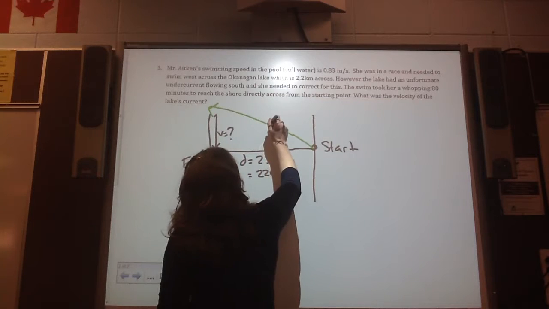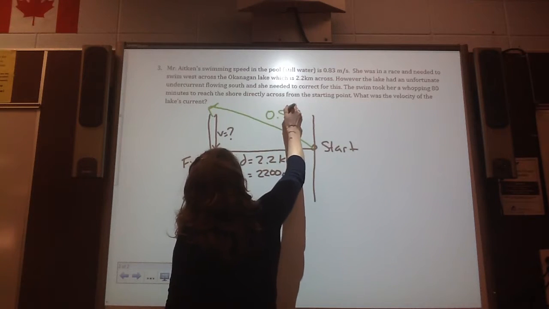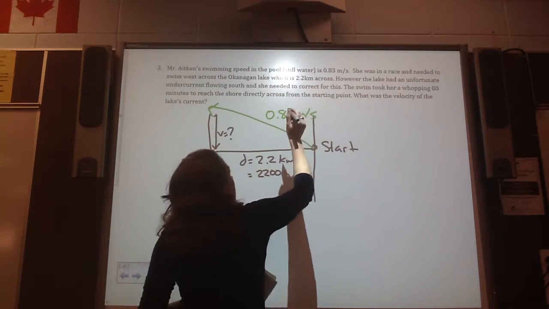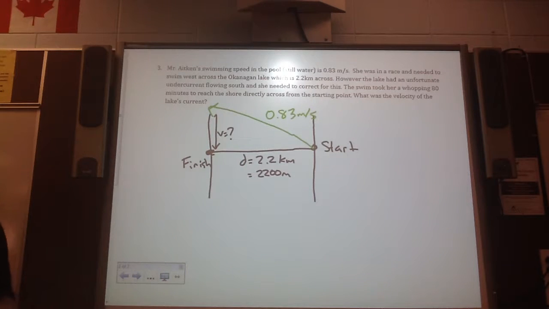So my speed as a swimmer is 0.83 meters per second. So that's why I'm going to put that on that vector, because that is my speed and I was swimming theoretically in that direction.